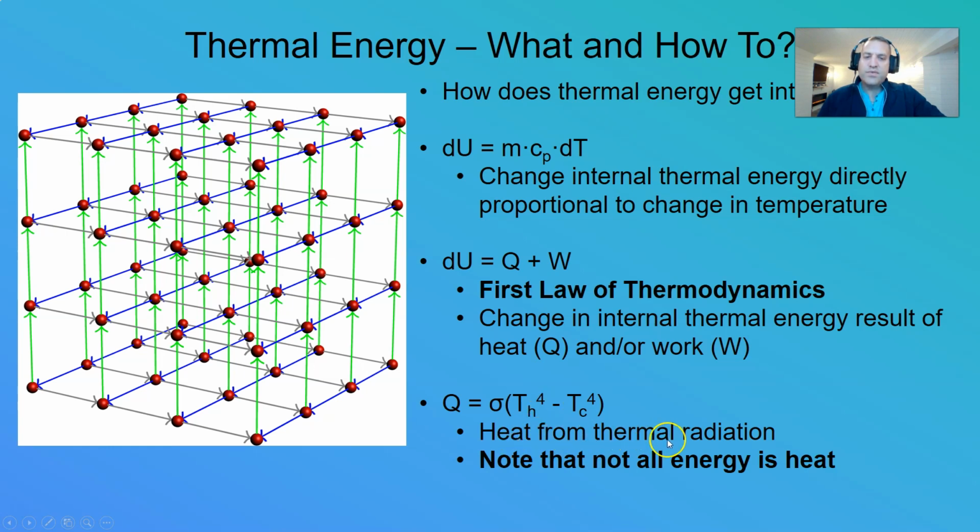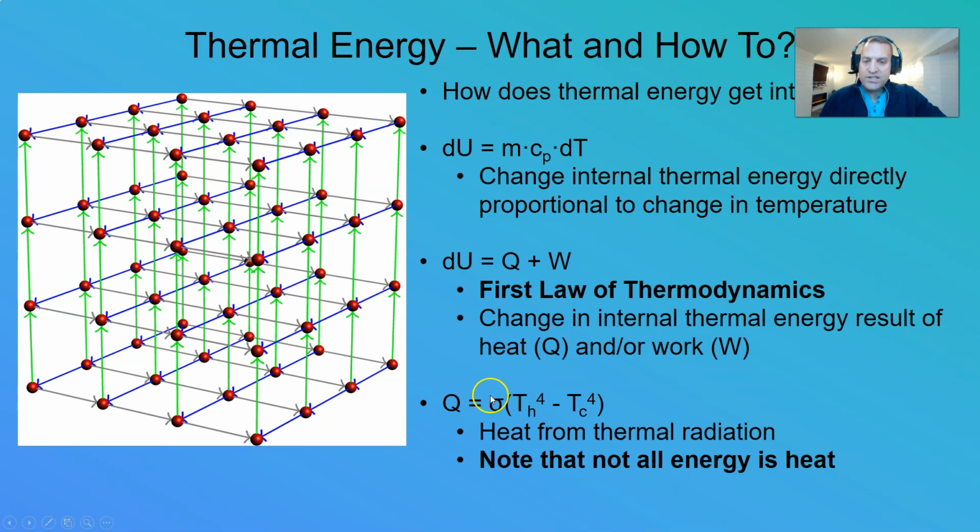That would be heat from thermal radiation, and that would warm up this object and raise its dT. So we have this, which is positive, coming from a hotter object. Because that's positive here, that's positive here, and that's positive here, and that makes a positive increase in temperature. Nice, right? So we note from this equation for heat that not all energy is heat, and that's very important to understand.